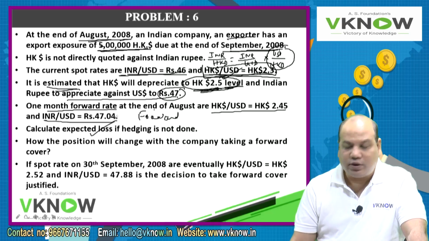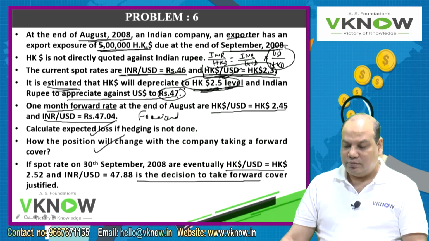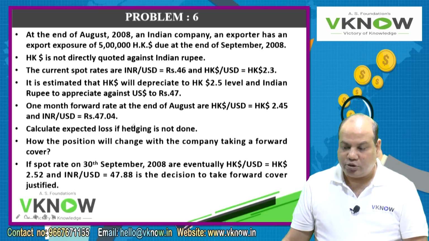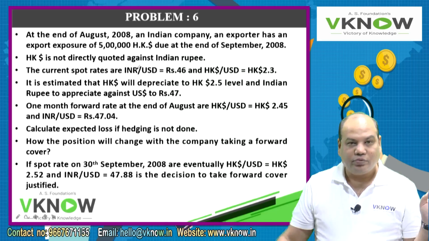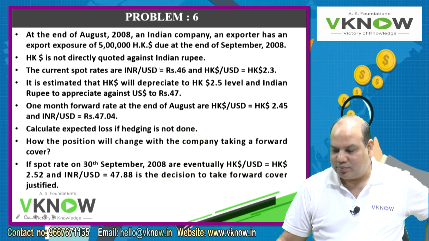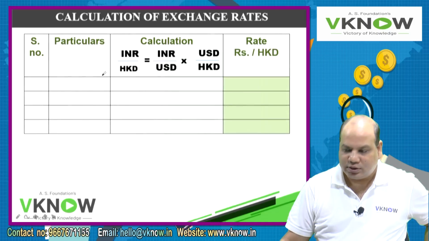Calculate expected loss if hedging is not done, how the position will change if the firm takes a forward cover, and if the spot rate on 30th September 2008 is eventually the actual rate, is the decision to take forward cover justified? If I look at these two questions together, this is like twins. The previous problem had yen, that is Japan, now little closer, Hong Kong, and they have just changed the numbers. So we will also do the same thing, change the numbers.